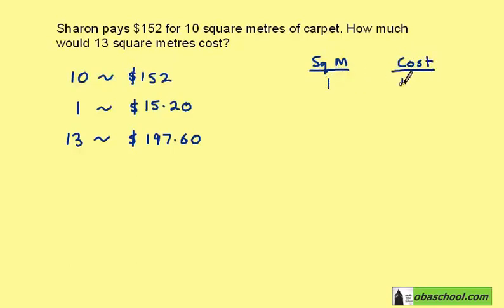Now consider the number of square meters of carpet and the cost. 1 square meter costs $15.20. 2 square meters, $30.40, and so on.